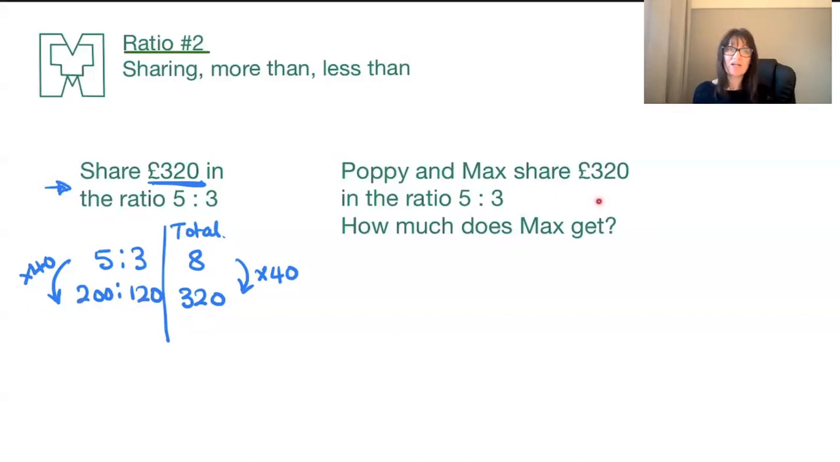With this type of question, I'm not actually going to do anything different as far as the maths goes. I am going to add a little bit of labeling that wasn't there in the original, just because I have some context that I can attach to the question itself. So Poppy and Max share their £320 in the ratio of 5:3. And this is important. Poppy came first, so she gets the number 5, the first number, and Max came second, so he gets the second number.